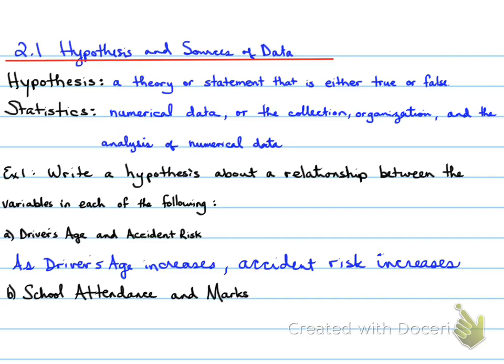What about school attendance and marks? What can we say about this? Well, we can make a statement to say, as school attendance increases, marks increase. That might be true or that might be false. Again, maybe it's someone who takes academic classes but should be in applied. Their marks may not necessarily increase even though they go to school every single day. So the idea is this statement could be either true or false when we look at the answer. All right, moving on.